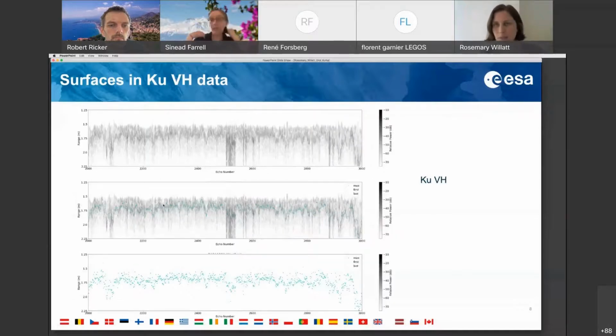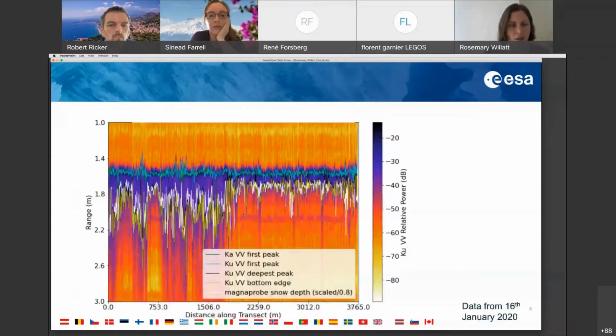Whereas, and I'm just going to do something a little bit simpler for the cross-pol data, just for the purpose of this presentation, to show that the maximum peak appears to track what we think is the snow-ice interface in the cross-pol data, which goes with what we were seeing before. What I show here is I've just combined some echoes and I've also plotted the MagnaProbe snow depths on top. The way that I've done this is that I've divided every transect into mini sections of just a few meters, and I've looked at the average echo and the average MagnaProbe snow depth in order to be able to compare the two.